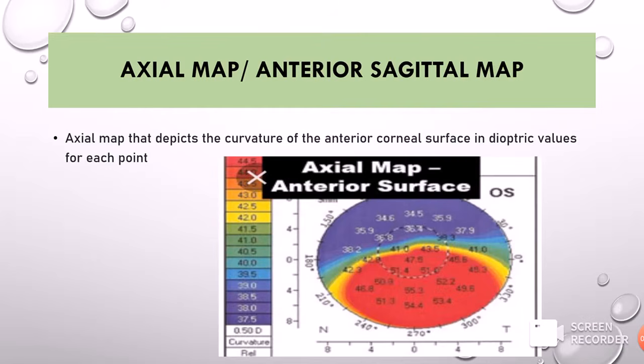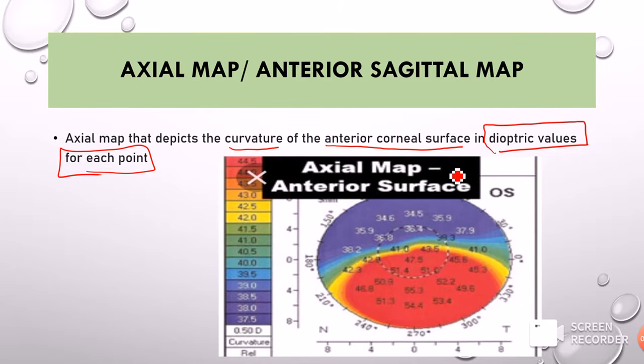The first map that we have is the axial map, also called the anterior sagittal map. The axial map is going to depict nothing but the curvature of the anterior corneal surface, and this curvature will be depicted in dioptric values, that is in diopter. So at every point the system is going to calculate the radius of curvature and convert it into diopters and represent it according to a color scale.